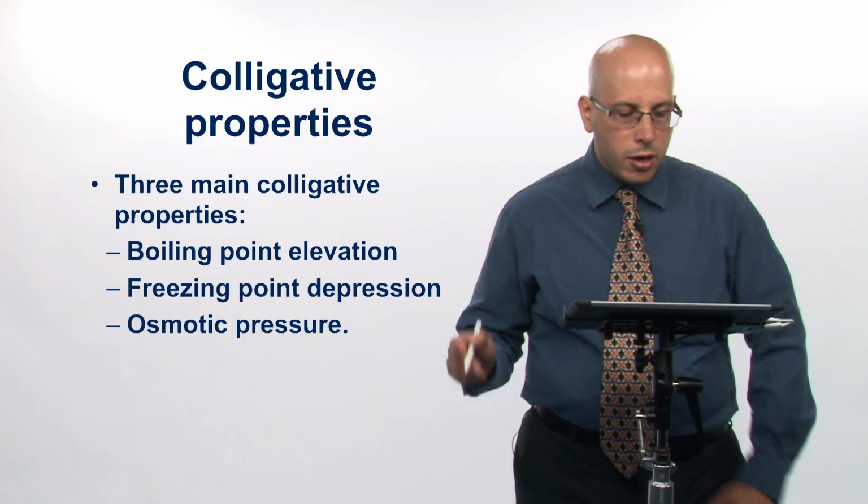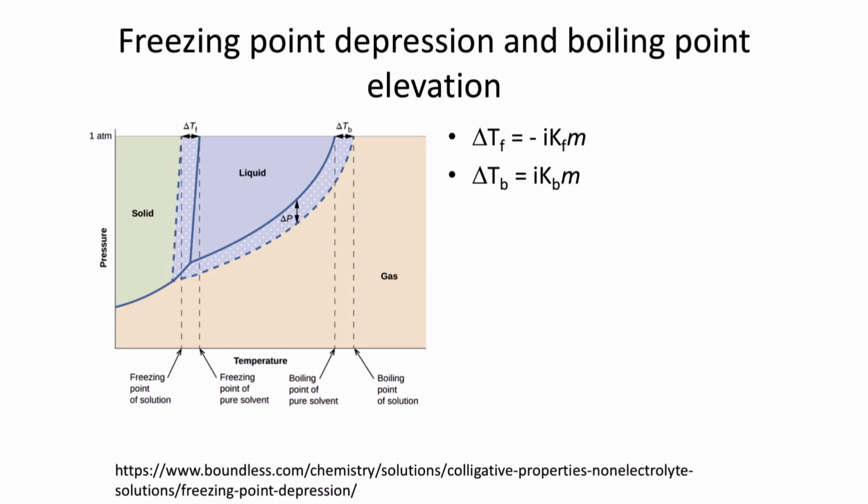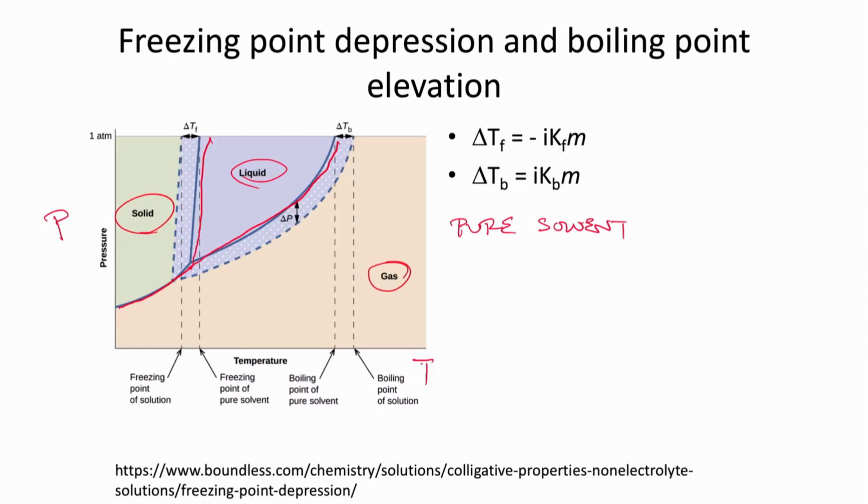So let's revisit our phase diagram, which looks like this. To refresh your memory on this phase diagram, pressure is on the y-axis, temperature is on the x-axis, and what I'm going to do is just write over with my pen what's going to happen for a pure solvent. Remember, there are three curves that separate the solid, the liquid, and the gas region.